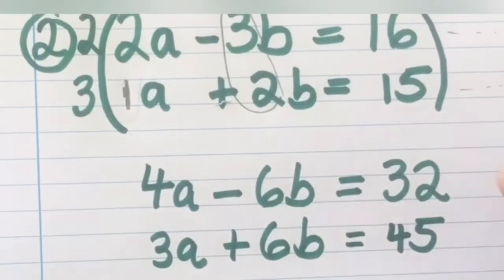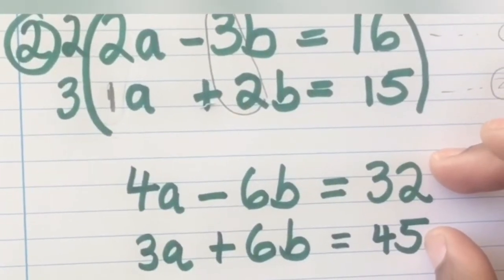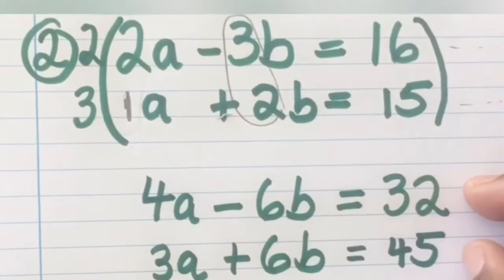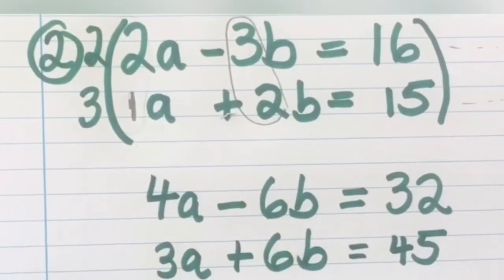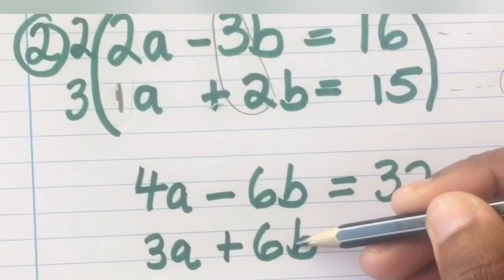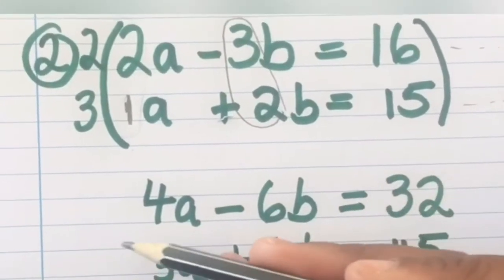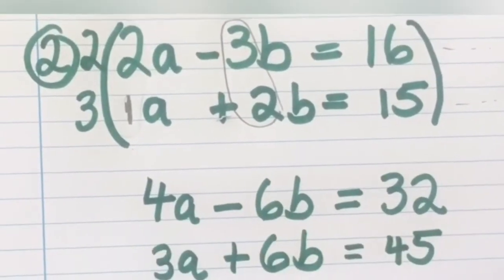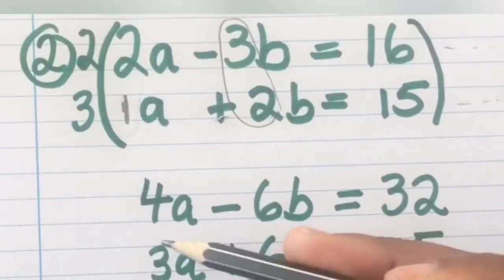So now I have my new set of equations here, and I'm going to solve these. Now I can see there's 6b. So I just need to decide on what sign I should use to eliminate, and that's the reason that I don't take the signs with.